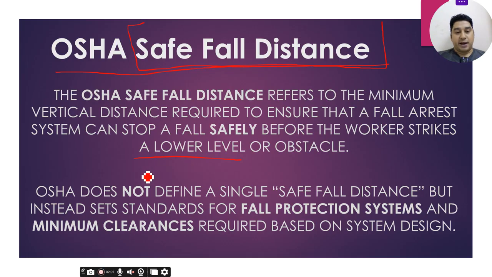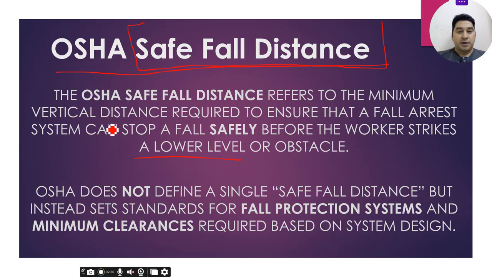OSHA doesn't define a single safe fall distance, but it has set some standards for fall protection systems and the minimum clearance required based on system design. Typically, OSHA doesn't say what minimum clearance you have to maintain, whether 2 feet, 3 feet, 2 meters or 3 meters. It is not saying how much distance exactly, but OSHA says you have to maintain a minimum safe clearance distance.